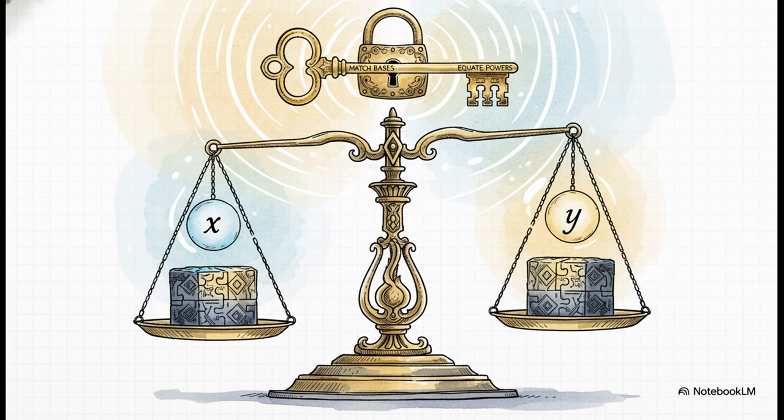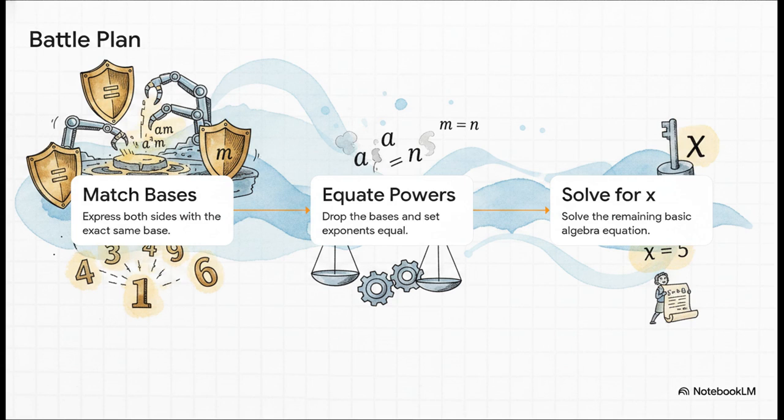I mean, think about it for a second. If the bases are exactly the same on both sides of the equal sign, the only logical conclusion is that their powers are identical too, right? This one singular realization is the master key that unlocks almost every single exponential equation you're ever going to face. So how do we actually put that cheat code into practice?